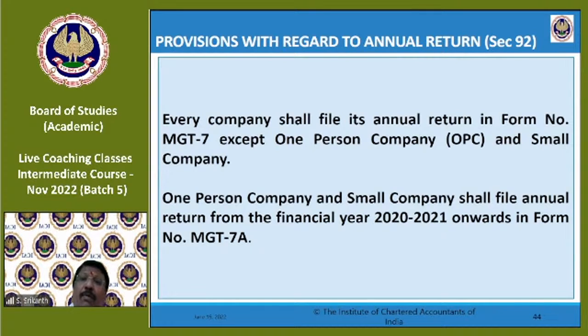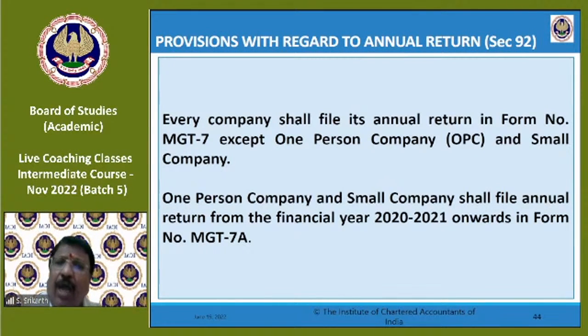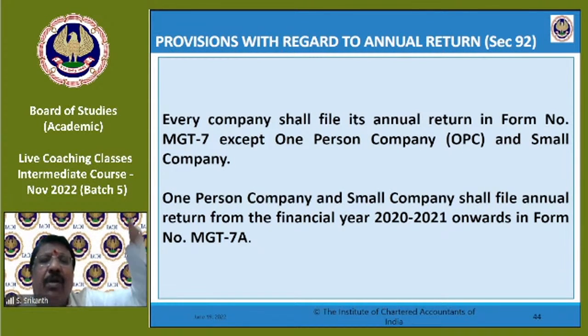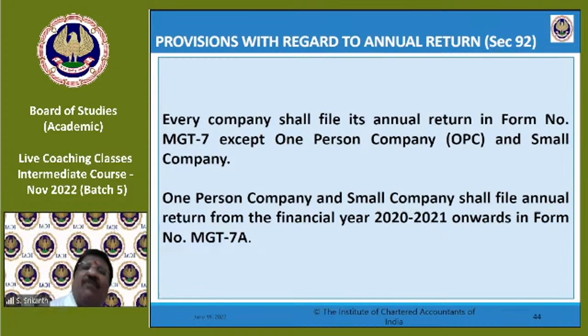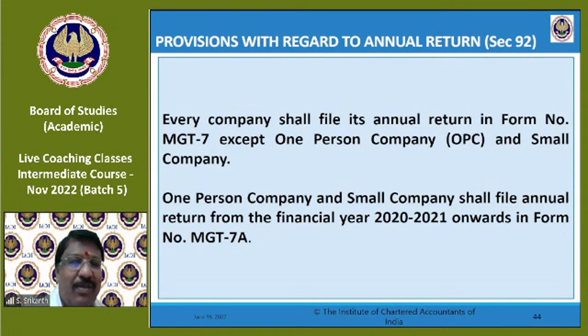So, 92 is again a very interesting and important section. Annual return. Along with the AGM being conducted, the annual return should be filed in form MGT-7. In those days, it was called the Schedule 5 format. Today, it is MGT-7. Exception: OPC and small company need not file it in that form. They will file it in MGT-7A, which is an abridged format.